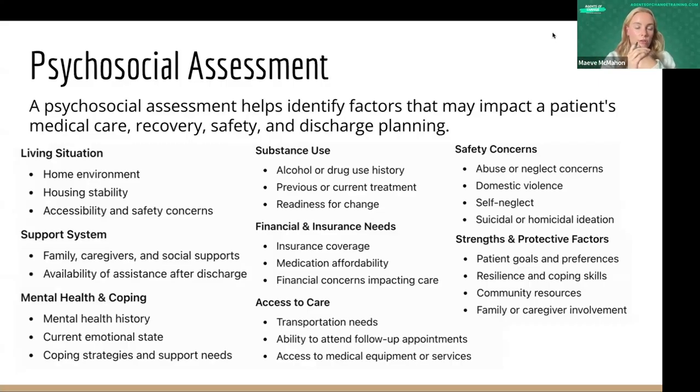So, like we talked about earlier, living situation: you want to know what that person's home environment is like, what their housing stability is like, what their accessibility and safety concerns are in their home. If someone is living in a decrepit home, which is something that I've seen multiple times, it's not safe for them to discharge back there. So that's when social work would come in and work to find a solution so that this person has a safe discharge plan.